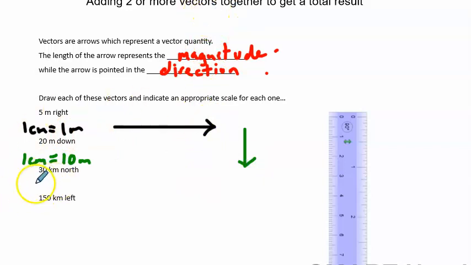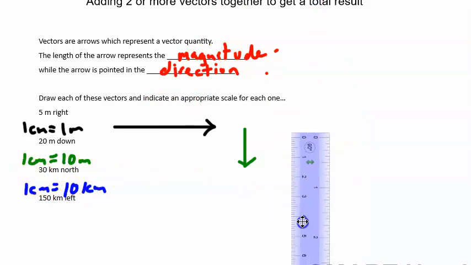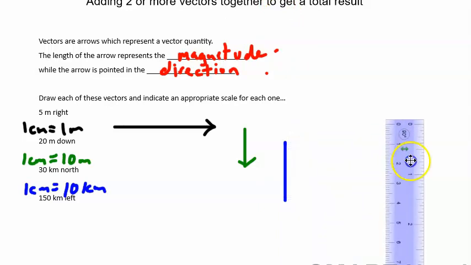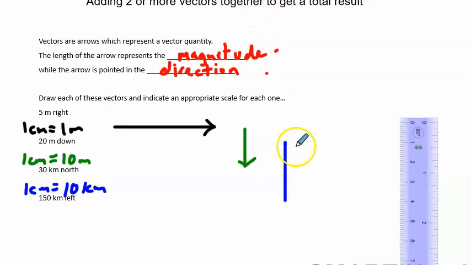For the last two, we're going to use 30 kilometers north and 150 kilometers to the left. For these, we'll use a scale of 1 centimeter is equal to 10 kilometers. So with this first one, this 30 kilometers north would be represented with a line 3 centimeters long heading to the north. The north is usually indicated on the top of the page, so it'll look something like that.